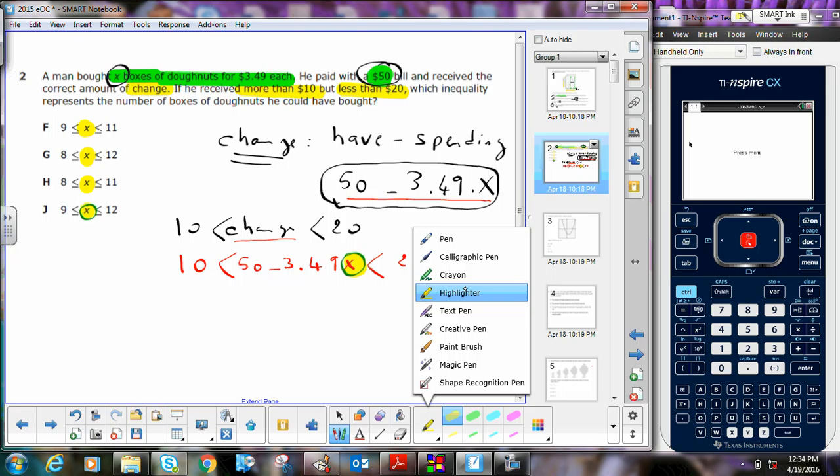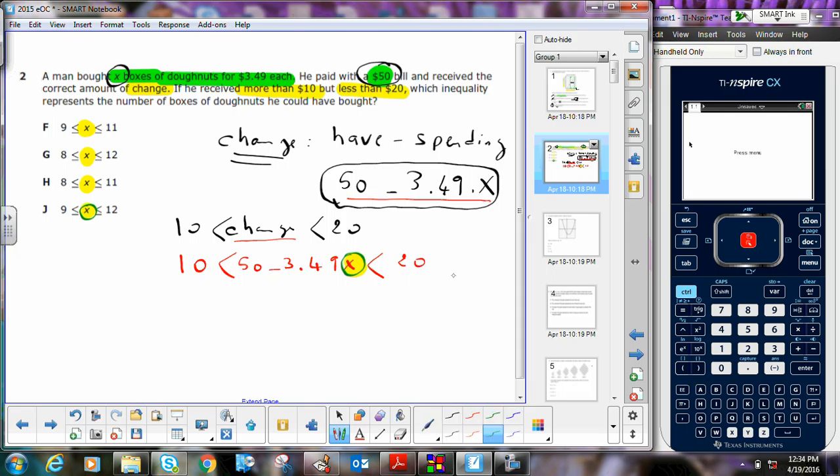I know we talked before about conjunction and disjunction. This is an inequality, so we're going to solve it. You put your dotted line. The goal is to get rid of the 50, then the negative 3.49 in the second step. So for the 50, we're going to subtract 50 on all sides.